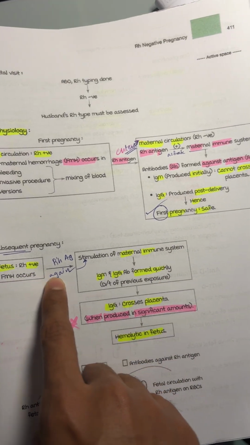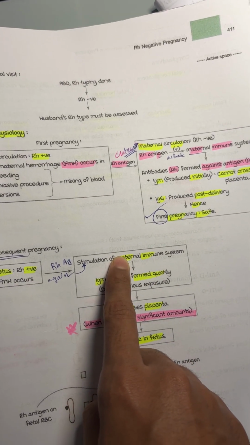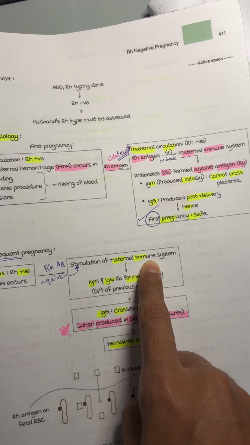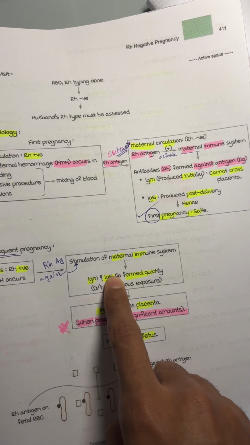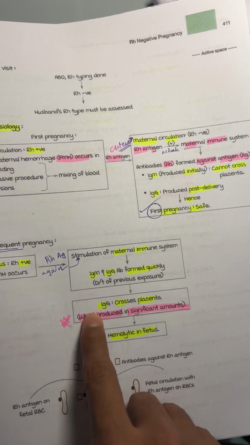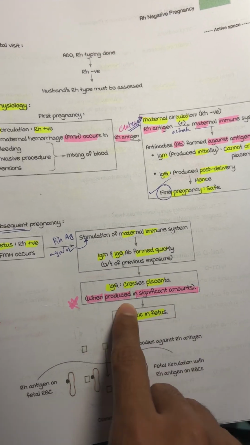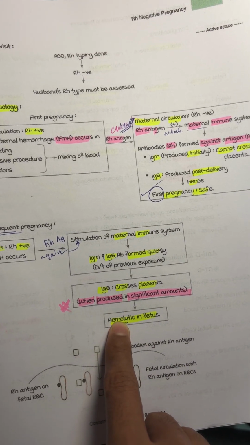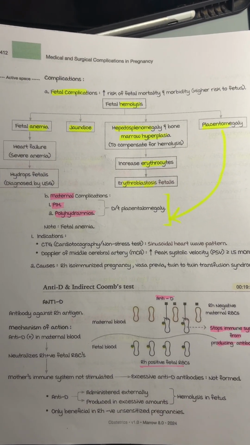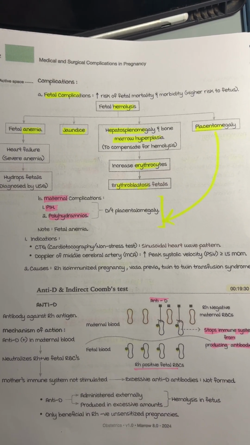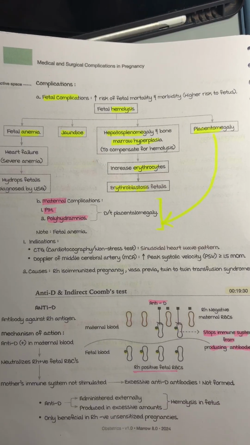So when there is a repeat exposure of Rh antigen, there is abrupt maternal immune dysregulation that causes formation of more IgG antibodies that are formed quickly and are produced in significant amount, that cross the placenta into the fetus and cause hemolysis. So now let's see the various complications that can occur due to Rh negative pregnancy.